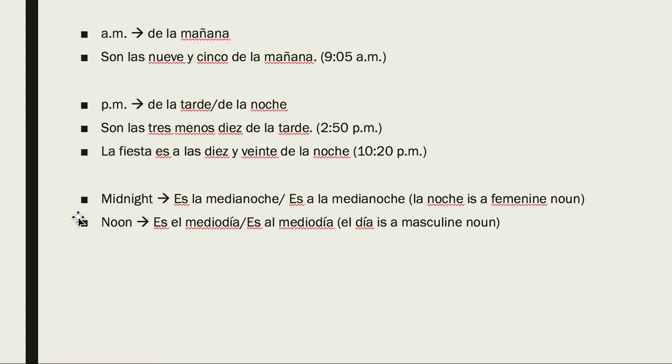One last part the section covers is other time expressions. AM in Spanish is expressed with the phrase de la mañana, or of the morning, and we add this to the end of the time. So if we wanted to say it's 9:05 a.m., in Spanish we would say son las 9:05 de la mañana. PM is expressed by either adding de la tarde, of the afternoon, or de la noche, of the night. Generally, if it's dark out, you can say de la noche, so it's kind of up to you in that case. So if it were 2:50 p.m., we would say son las 3:10 de la tarde.